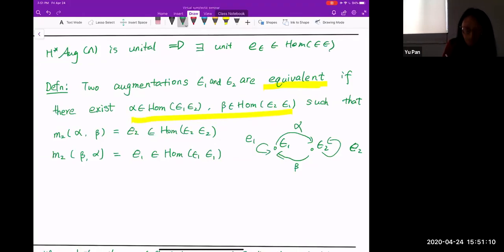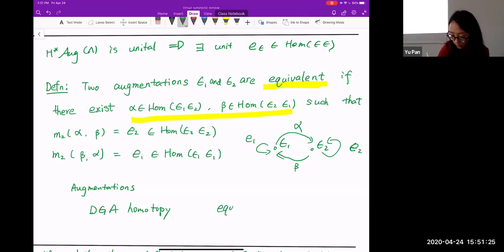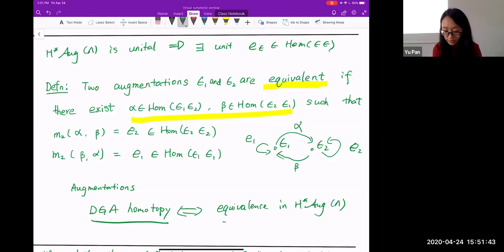And so far for augmentations, we got two ways of equivalence. One of them is the DGA homotopy. And the other way is this equivalence in the cohomology category. And the good thing is that they are actually the same. So we can interpret this DGA homotopy in another way using category language. And in this definition of equivalence, all that matters are these maps, like say hom spaces. And the hom here are just some equivalence classes of ribcores. And those ribcores are all very geometrical.